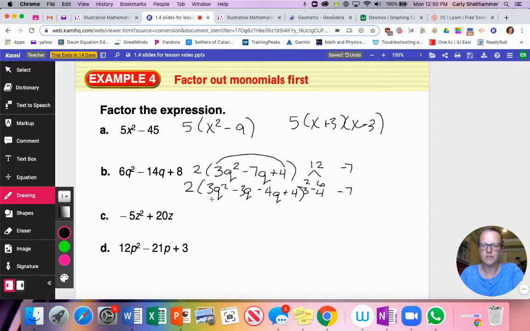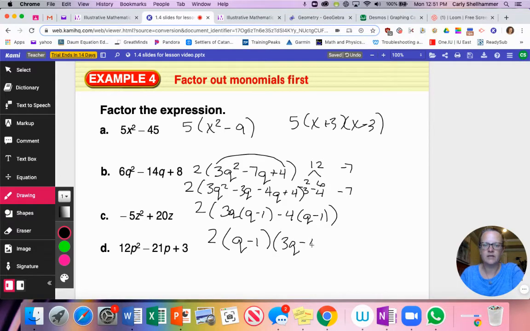Go ahead and factor by grouping. I can factor out a 3q, and I'm left with q minus 1. And I can factor out a minus 4, and I'm left with q minus 1. The q minus 1s match, which is good because they should. Q minus 1, 3q minus 4 is the final factor.